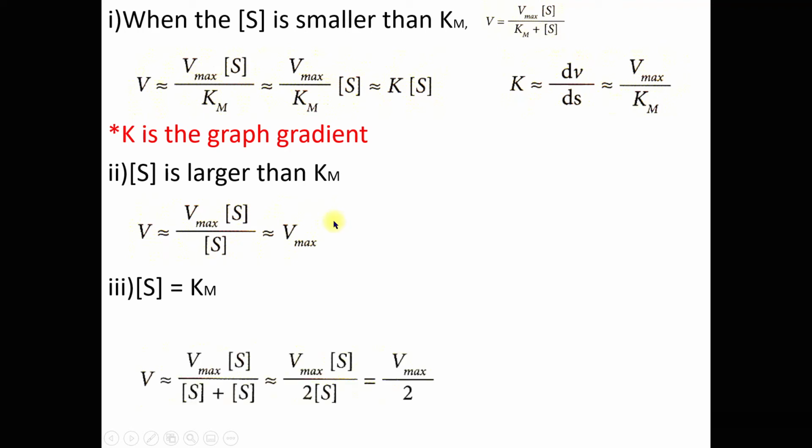So, the third condition is when the substrate concentration is equal to the Km, right? Bila yang ini sama dengan Km, so what happens? Velocity equals Vmax times substrate concentration over, yang Km ini kita ganti dengan substrate concentration. So, substrate concentration plus substrate concentration, right? So, 1 plus 1 we get 2, so 2s. So Vmax times s over 2s. Then this can be rewritten as Vmax over 2. Sebab ini kita cancel, potong ni 2, jadi Vmax over 2.